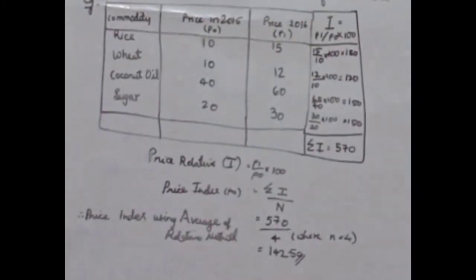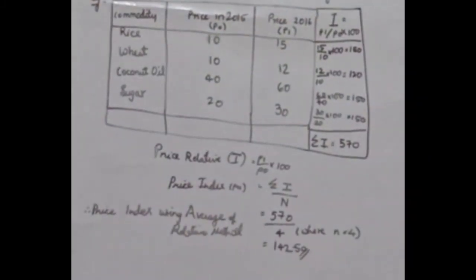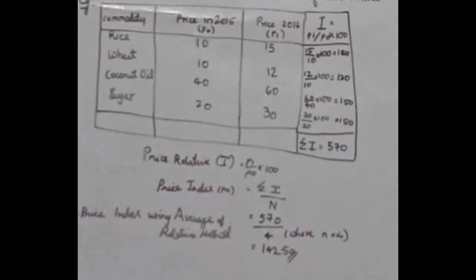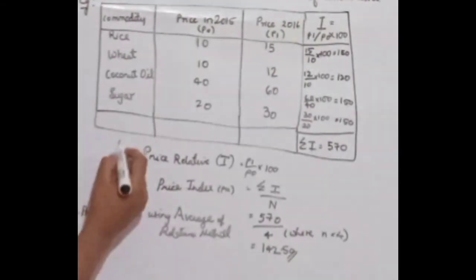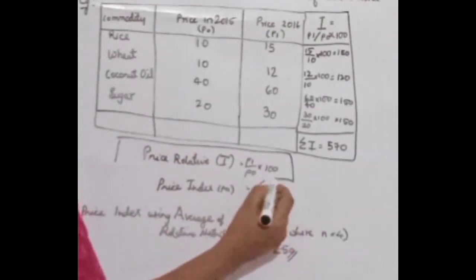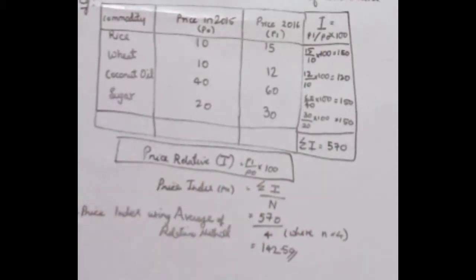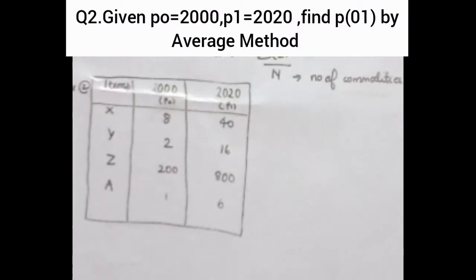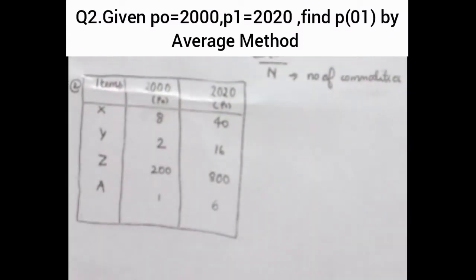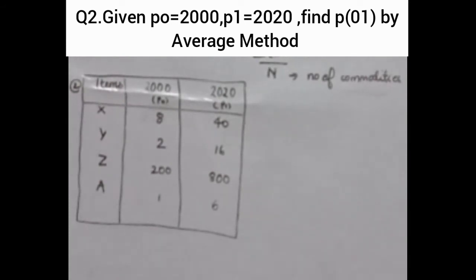That was a shortcoming. We were not able to find the major difference. Because of that, we needed this additional method, and we used it in the average of relative method. So let's look at the second example. Here we have given 4 items, the prices of 2 years. Already P0 and P1 are given, so we need to just find the value.